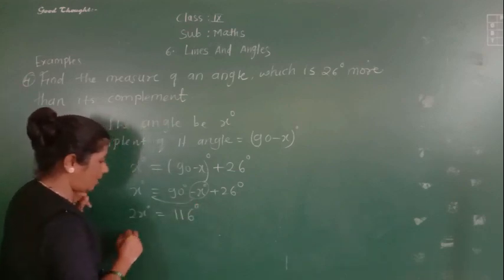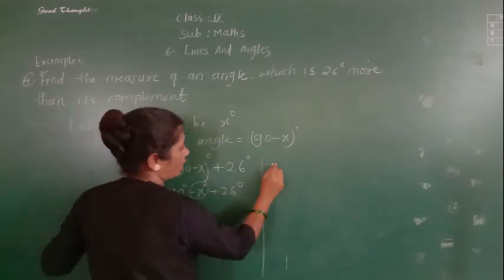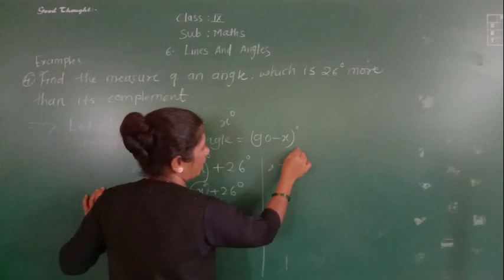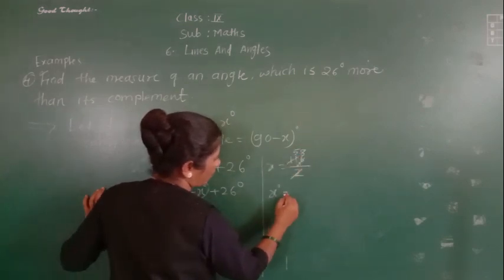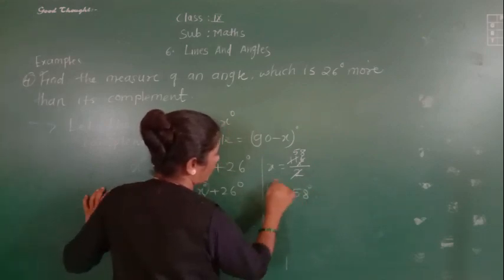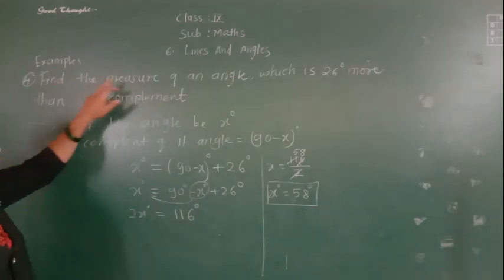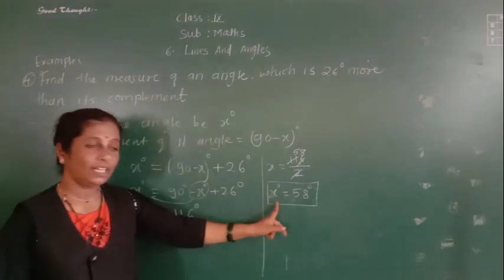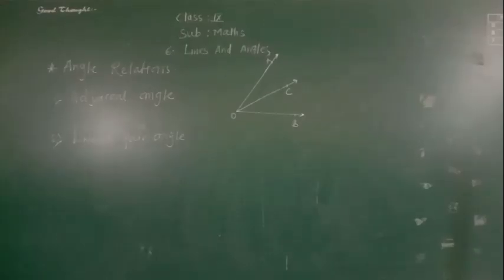116 degree, right? So x equals 116 divided by 2. 2 5s are 10, 2 8s are 16. So x degree equals 58 degree. Okay, so we have to find the measure of an angle, this angle. So what will be this angle? 58 degree. Understood? Now we will see the next concept.